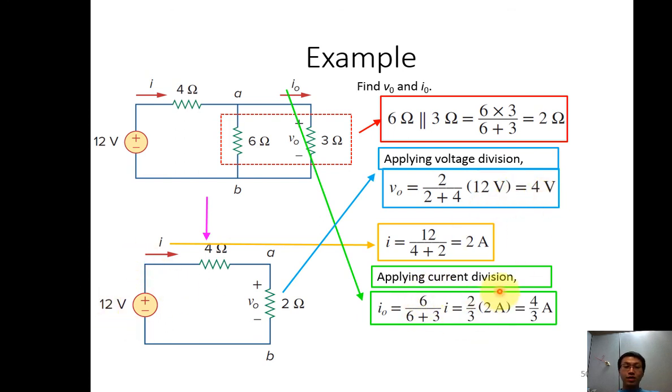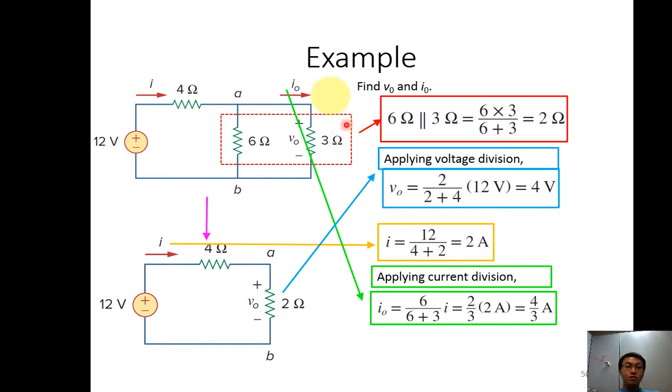Then I want to apply the current division. I need to know the total current first. How can we find the total current? I use V equals IR. My V is 12 volt. My R is 4 plus 2. So I have my total current, 2 amp. Now I want to find my I0. I0 is this one, this branch.